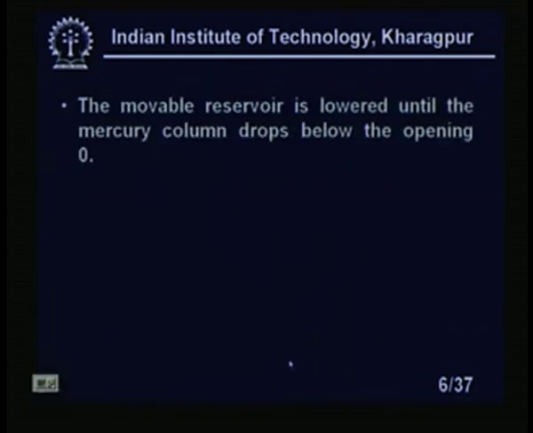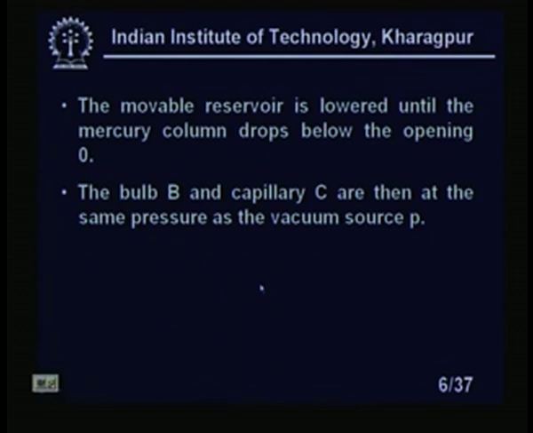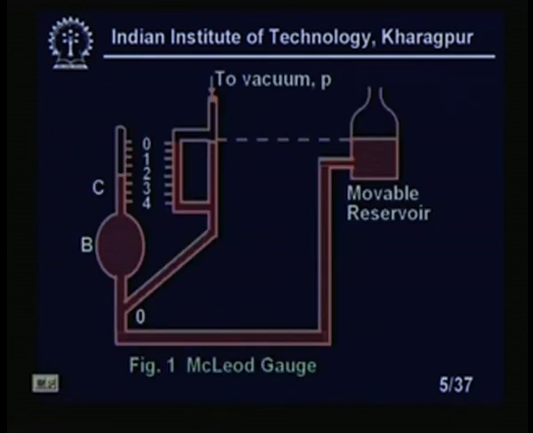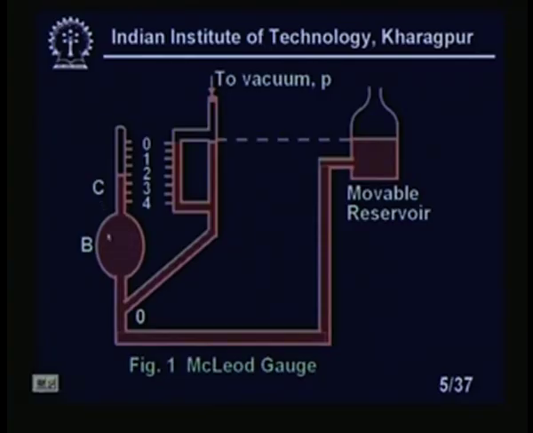The movable reservoir is lowered until the mercury column drops below the opening O. The bulb B and the capillary C are then at the same pressure as the vacuum source P. Now, one thing is important, you see this bulb B is purposefully made quite large compared to the capillary. We will see the mathematical relation why it is made large, right. The volume of the capillary, that is the height multiplied by the cross-sectional area of the capillary, should be much less than the volume of the bulb, right.